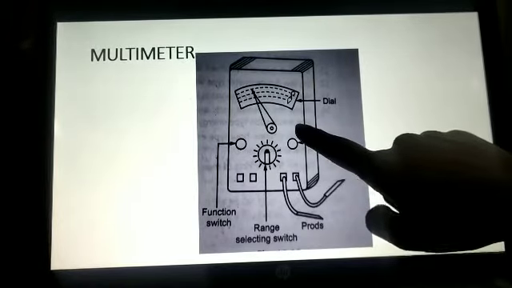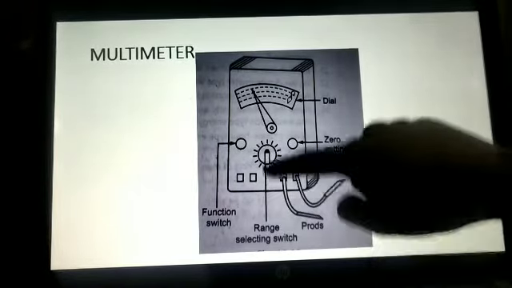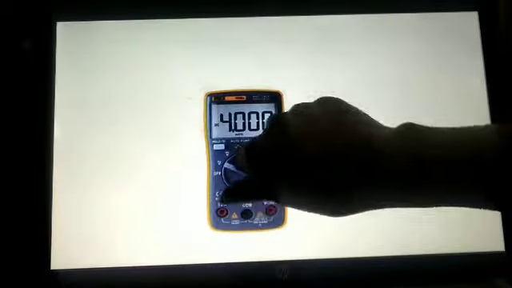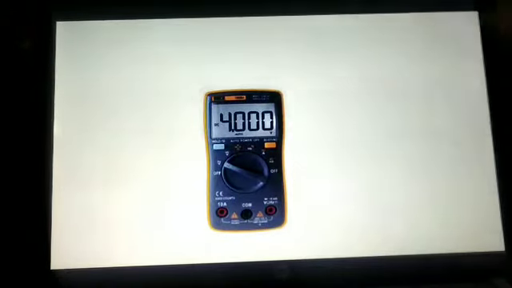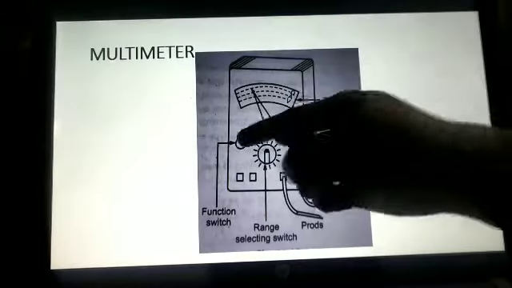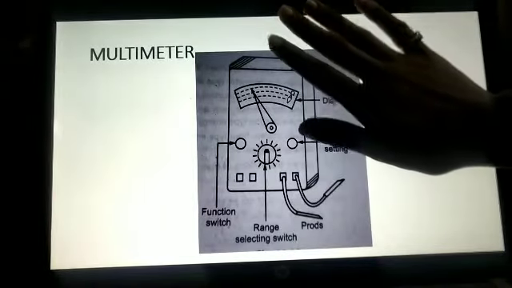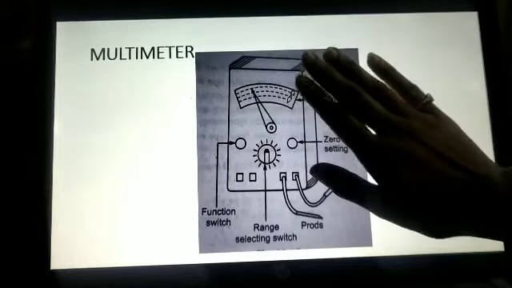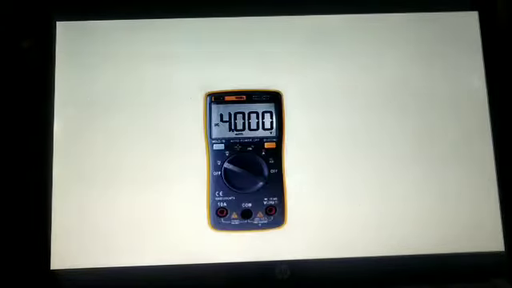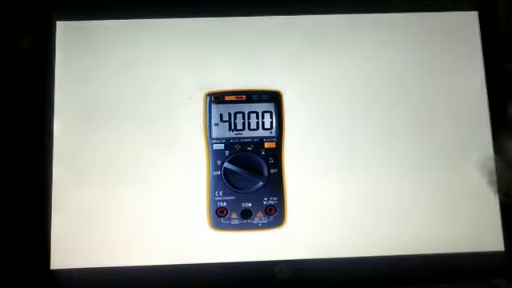This is the zero setting, this is the range selecting switch. As I told you, this knob is for range selecting, and this is the function switch. So this is about the diagram, right? Easy. This is the multimeter diagram that you have to draw, and this is how an actual multimeter looks.